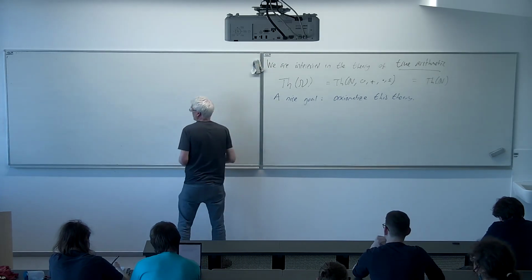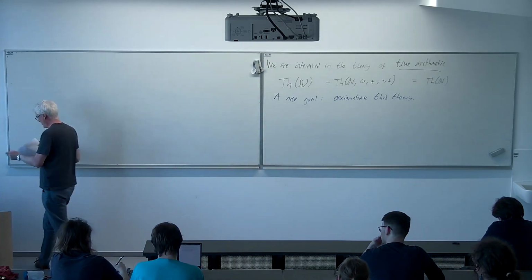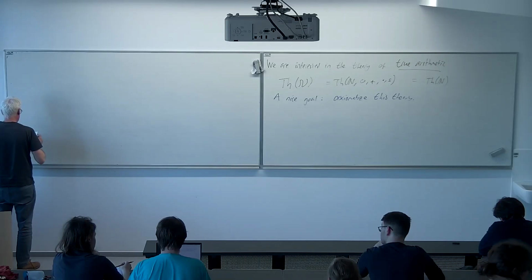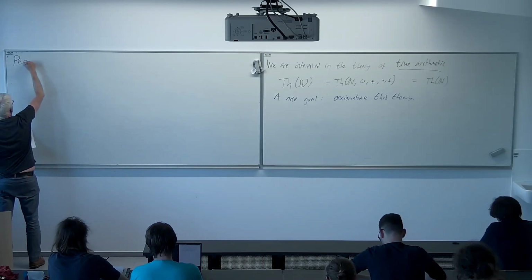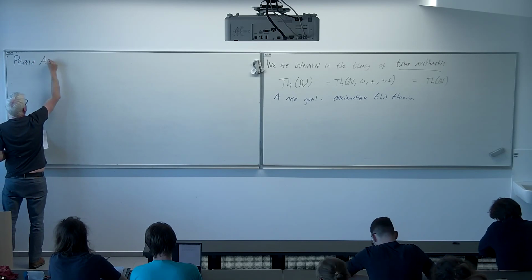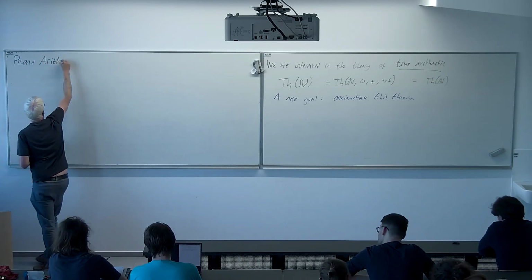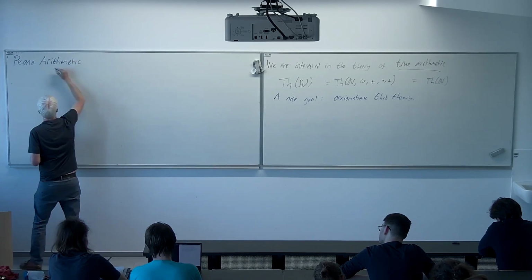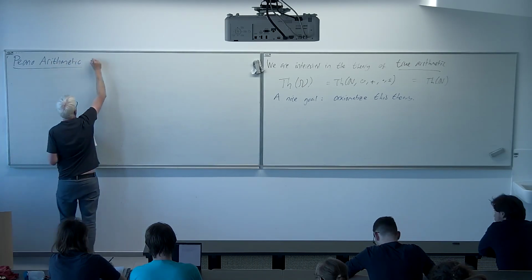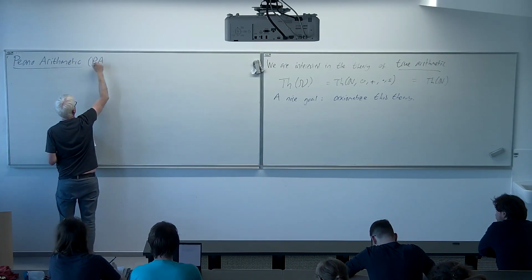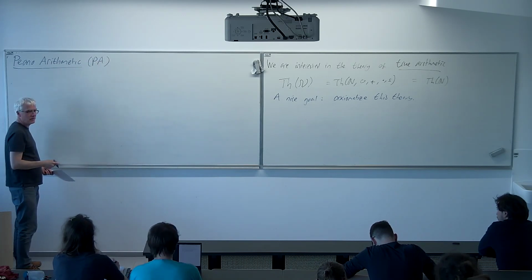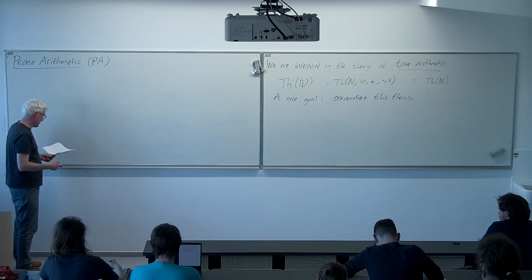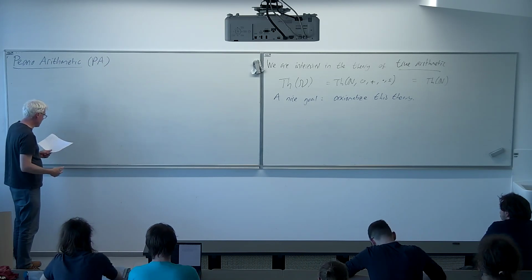After Giuseppe Peano, the 19th century Italian mathematician. Okay, so Peano Arithmetic, which is normally abbreviated to PA. It's the canonical axiomatization of number theory in the first order language of arithmetic.